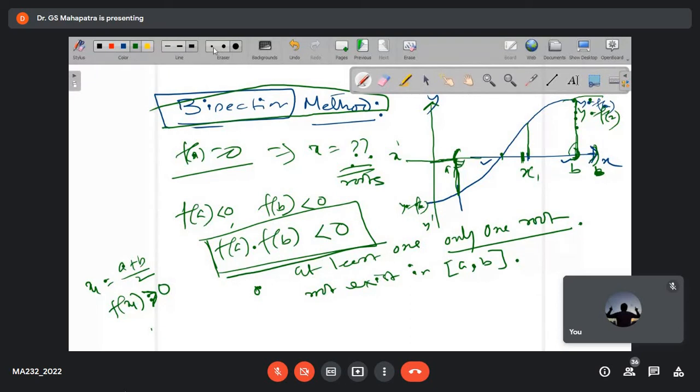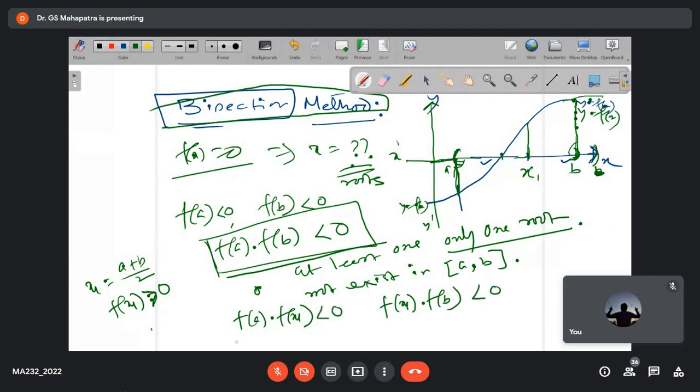Okay. So now if you consider this one as f of x, let us consider that one. This is the condition: now f of x1 is greater than 0. Now f of a into f of x1, and f of x1 into f of b. What is this one? It is greater than 0. This one is less than 0. Reverse, sir. Reverse. Okay, fine. So it is not correct. So reverse, it is less than 0.